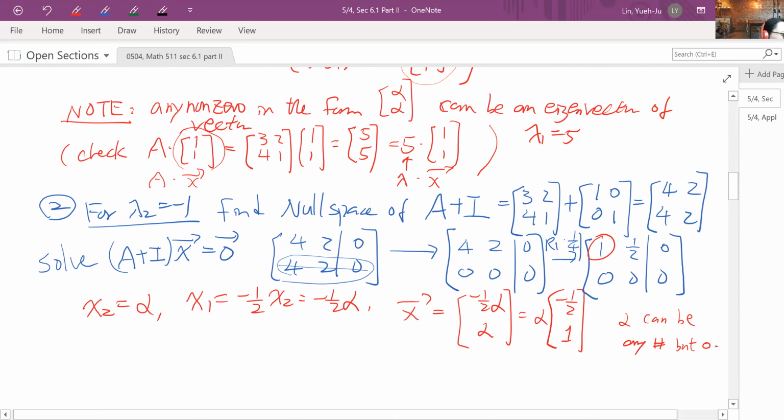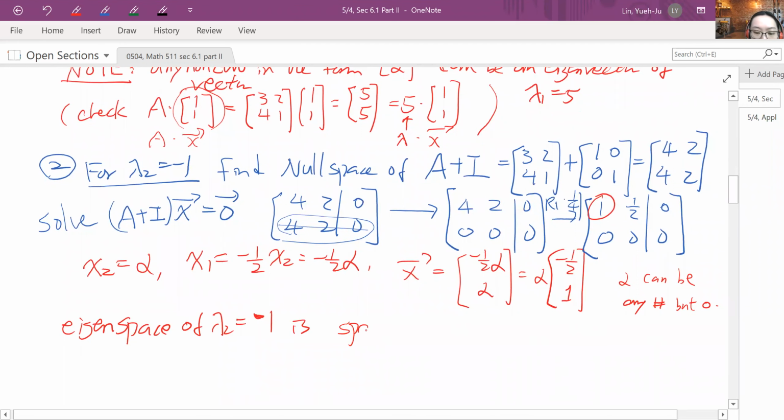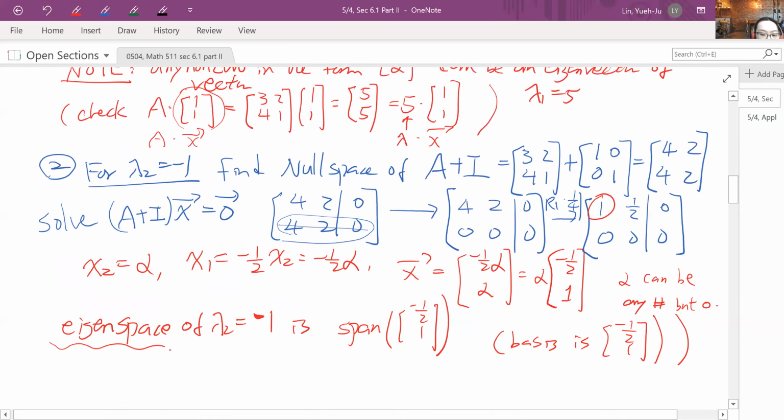Okay, so then we know that the eigenspace of this eigenvalue is essentially the span of minus 1/2 and 1. Okay, and of course, if you want to answer the question what the basis is, then the basis is just this one vector. Right, so it's actually not too bad at all, right?